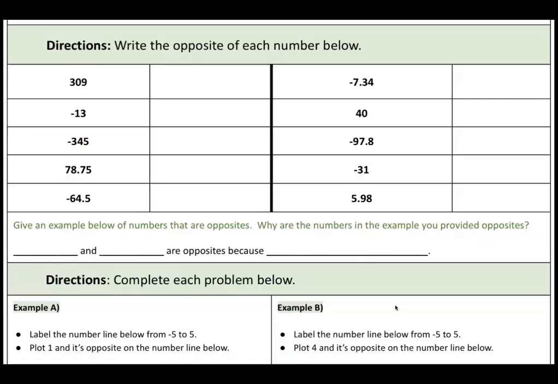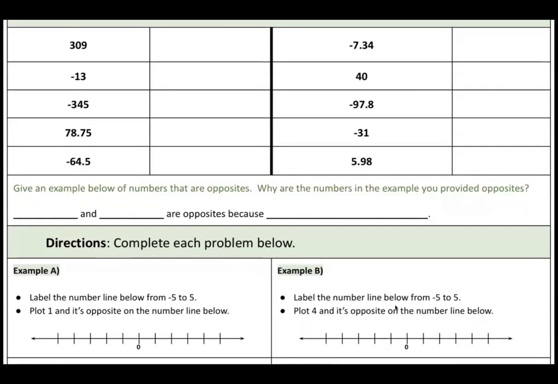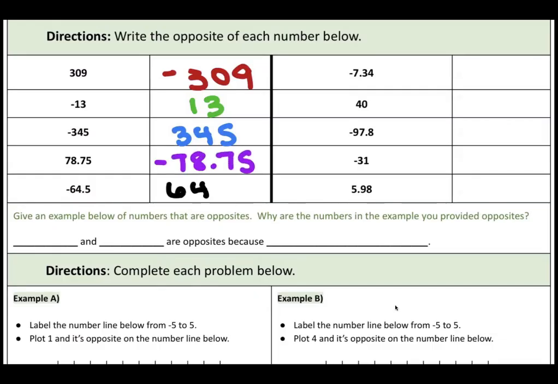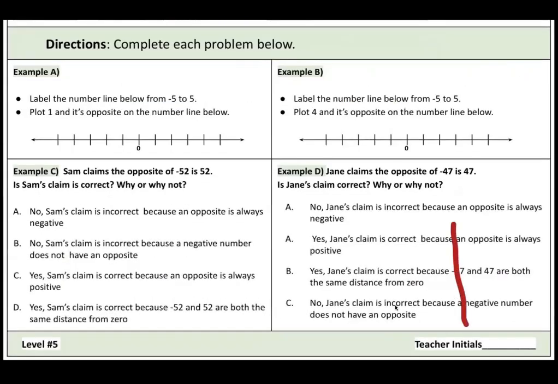This video is not going to go over all of the answers on this page, but to make sure you're on the right track, for the first column, you should have had the opposite of 309 is negative 309. Then you should have had 13,345, negative 78.75, and 64.5. Go ahead and complete the rest of this page on your own, then check in with your teacher.